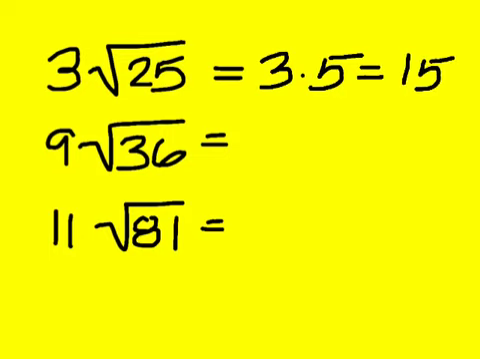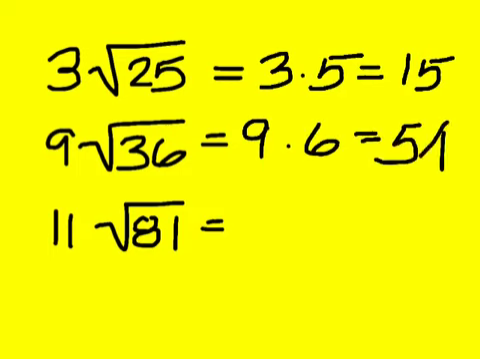And what's the square root of 36? So 9 times 6 is what? 54. And what is the square root of 81? And 11 times 9? 99. Here is example number 4.